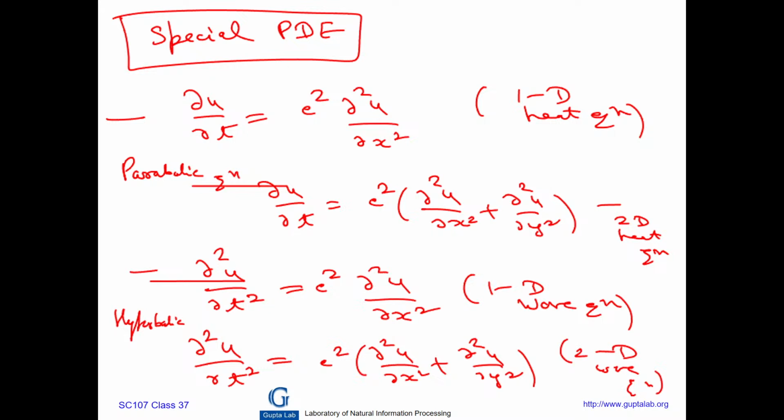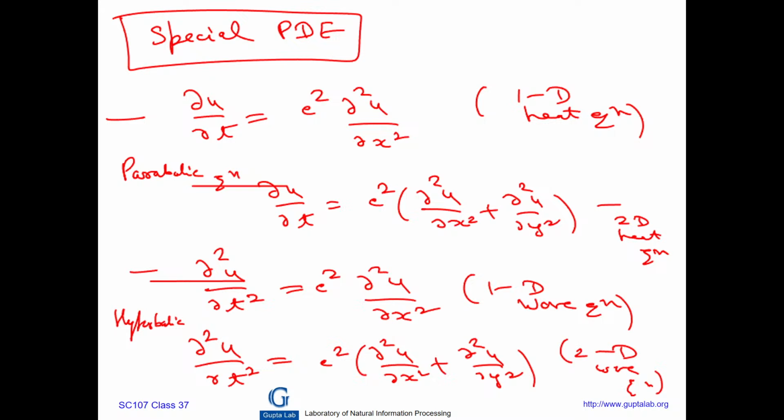Yeah. So these are the special partial differential equations. See, this is the one dimensional heat equation: del U over del T is equal to C square del square U over del X square. The heat equation is also quite useful in, for example, the financial stock market. So see, these equations capture certain natural phenomena, right? And so they have wider applications, right?